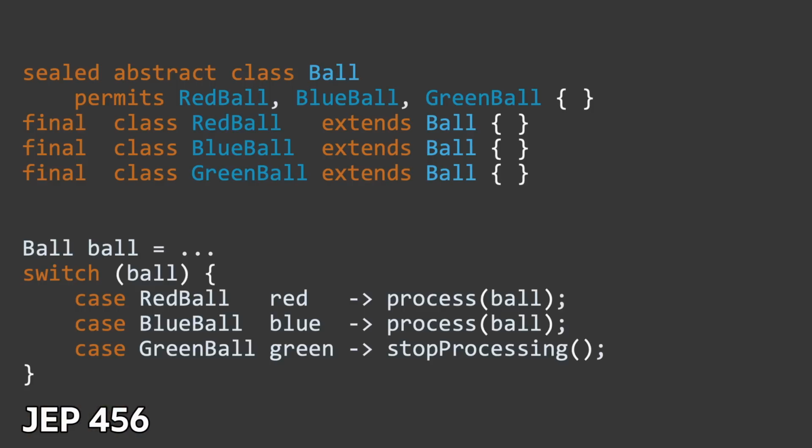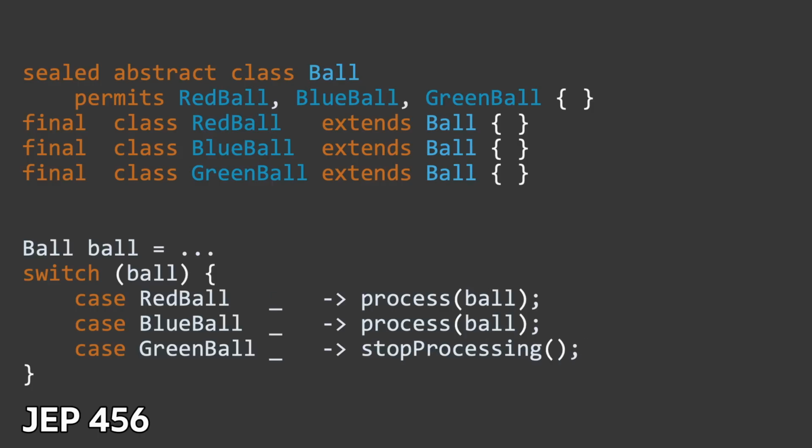JEP 456 adds unnamed variables and patterns. This JEP seeks to address the somewhat common issue developers experience having to declare variables they do not intend to use. This is not only an issue for velocity, but can cause maintenance issues down the road if a future developer begins to use the previously unused variable, possibly leading to bugs occurring. With JEP 456, a developer can replace unused variables with an underscore. This not only makes code more concise, but also improves the intent of code as well, and as a result, less error prone.